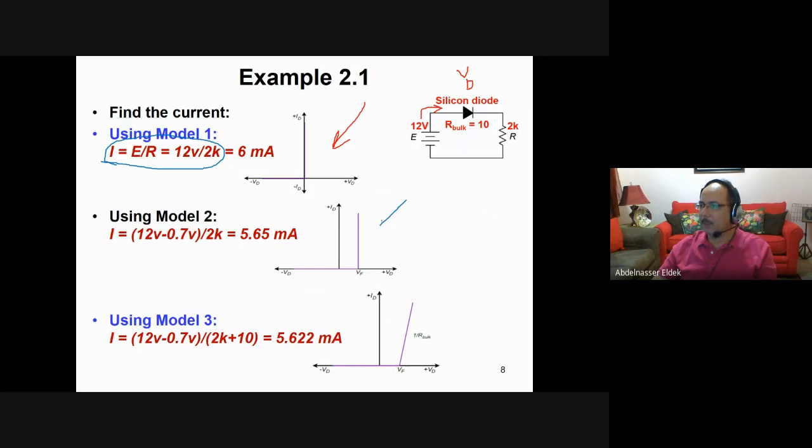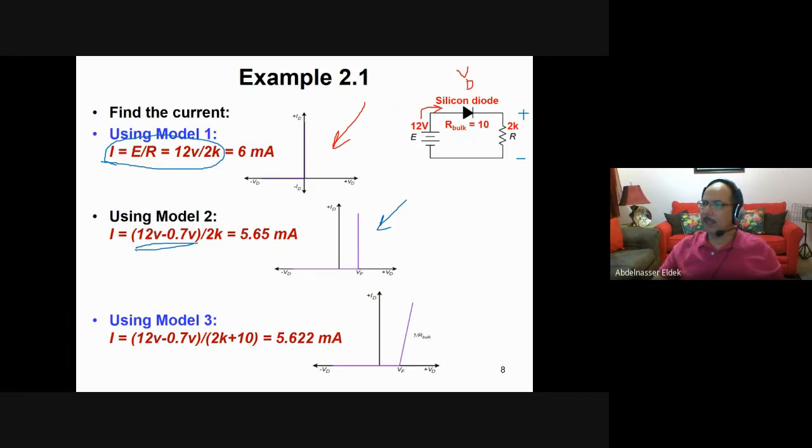In the second model, which is this one here, we assume that the voltage across the diode is, for example, VF. VF here is 0.7 because this is a silicon diode. Then the voltage across the resistor will not be 12 volt, it will be 12 minus the voltage dropped on the diode. So it will be E, which is 12 volt, minus VD, which is 0.7. This is the voltage across the resistor, and when you divide it over the resistance, this will give you the current.